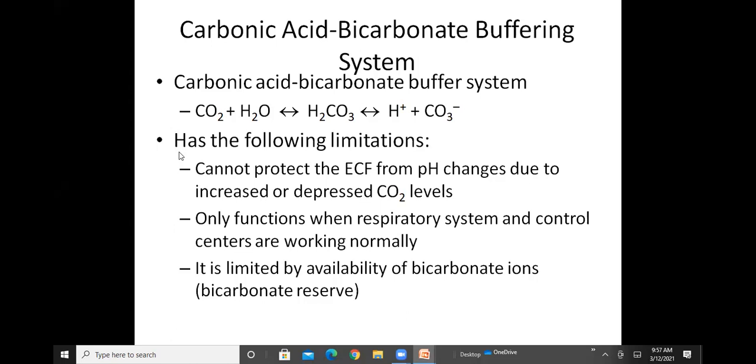Now, however, the carbonic acid bicarbonate buffering system has the following limitations. It cannot protect the extracellular fluid from pH changes due to increased or depressed CO2 levels. It only functions when respiratory system and control centers are working normally. So it is also limited by the availability of bicarbonate ion. So if the bicarbonate reserves are low, you don't have much buffering from the bicarbonate buffer system.